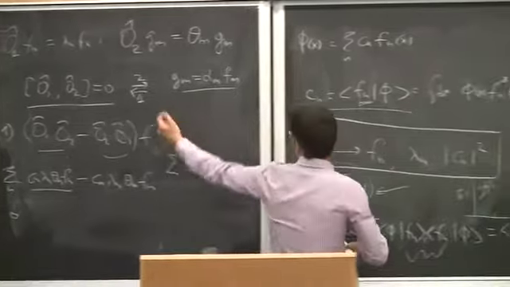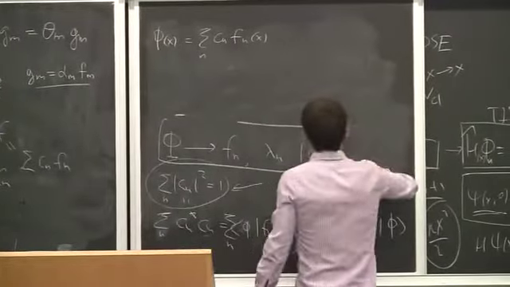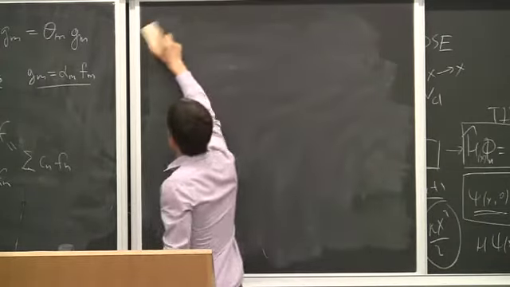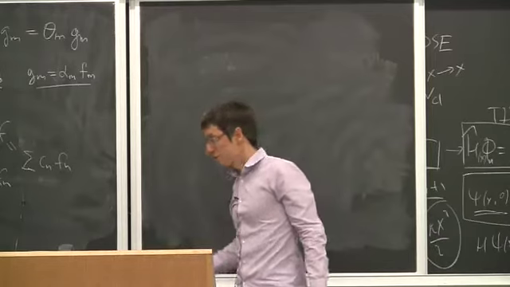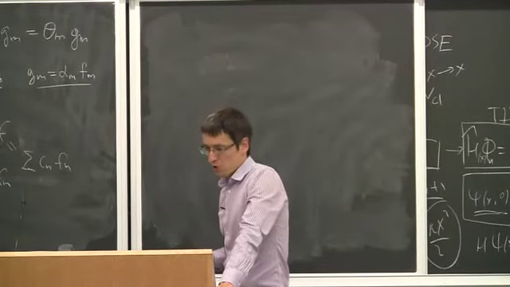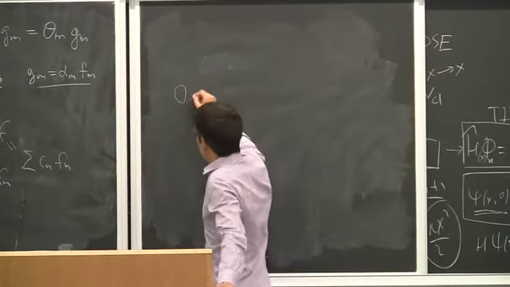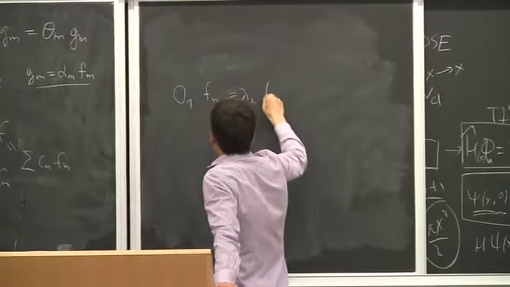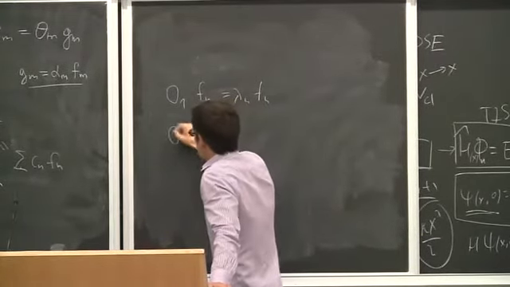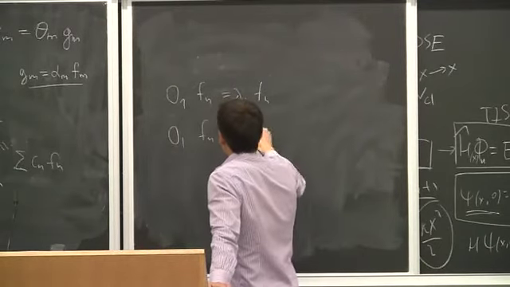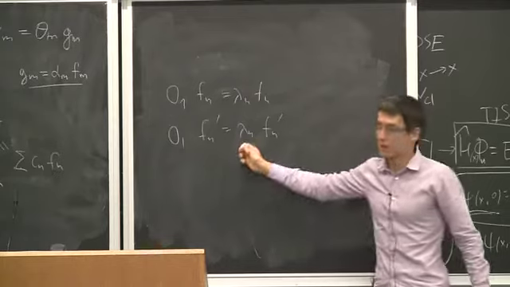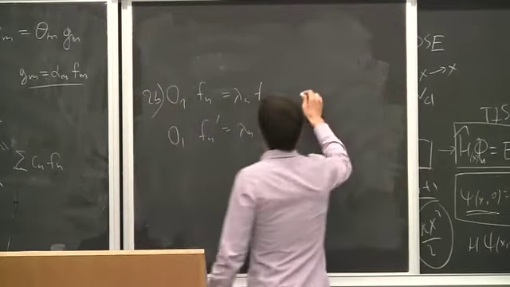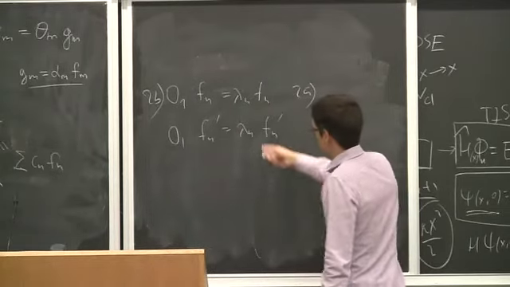Moving to the second part of this theorem: if two operators commute, that's a little bit more challenging. Again, there will be two parts. One is where we assume that there are no degenerate eigenvalues. What does that mean? Say O1 f_n equals lambda_n f_n, and there is no f_n prime such that when O1 acts on f_n prime, it gives the same lambda_n. That is the degenerate case we'll consider next. This will be 2b, and 2a is when you don't have that.